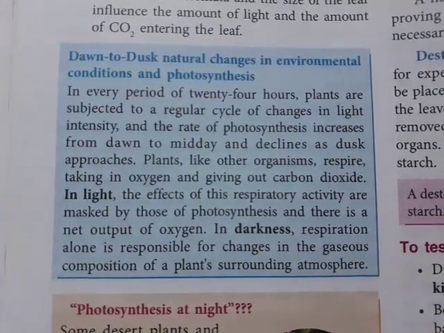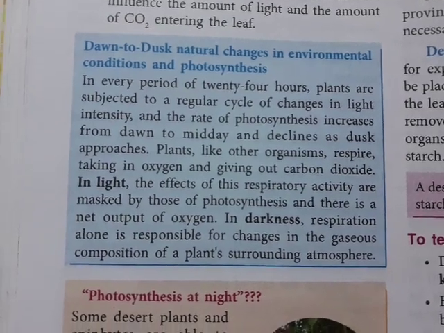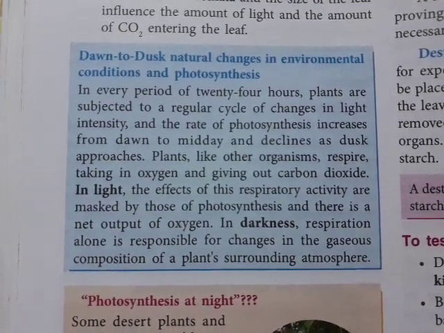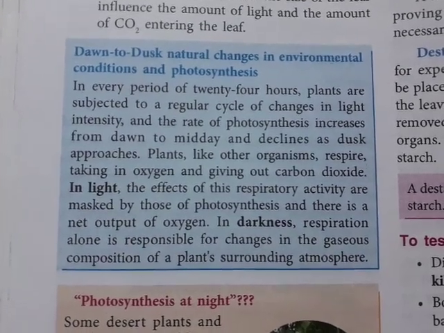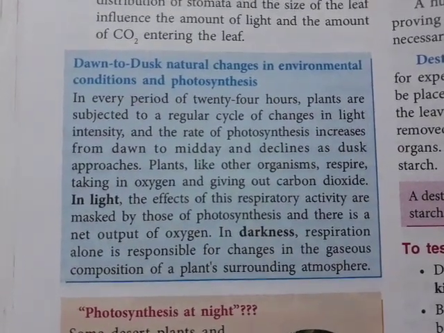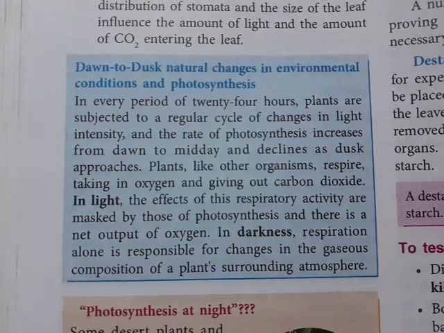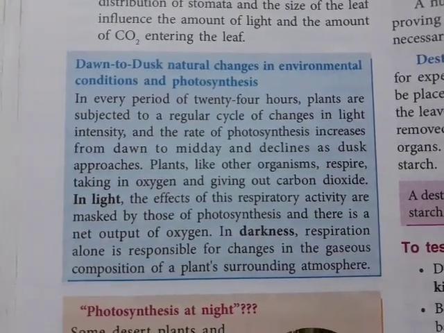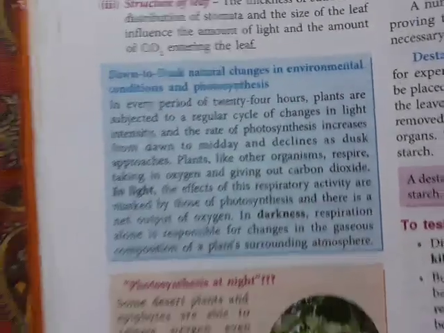So plants, like other organisms, are respiring and taking in oxygen and giving out carbon dioxide. In light, the effects of respiratory activity are masked by photosynthesis, but in darkness, respiration alone is responsible for changes in the gaseous composition of the plant's surroundings. So we say in the morning photosynthesis is there, so plants are taking carbon dioxide and giving out oxygen, but at night it is reversed. Plants will be giving out carbon dioxide and taking in a little oxygen. So these are the changes.